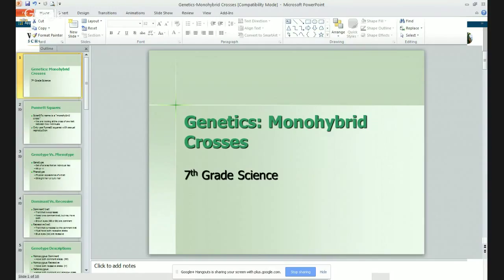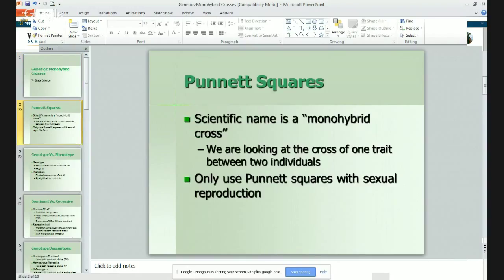All right, so the title of this is going to be Monohybrid Crosses. Sometimes they're called Punnett squares. The scientific name of a Punnett square is monohybrid cross. You're going to hear them called the same thing.